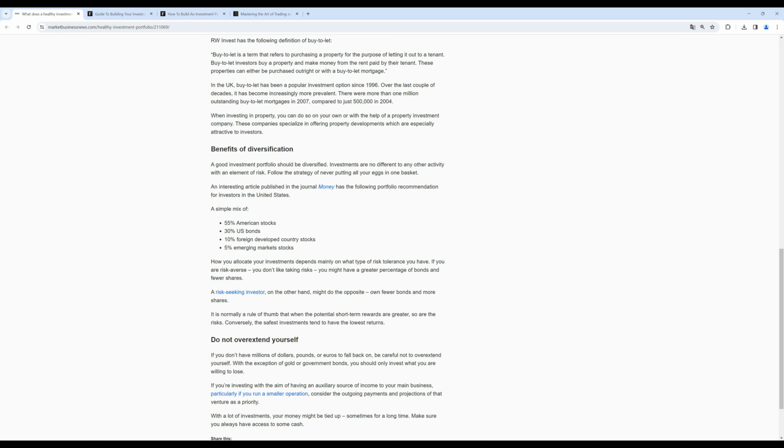So as you can see, a risk-seeking investor will pretty much do the opposite by owning fewer bonds and more shares. But there's also normally a rule of thumb: when the potential short-term rewards are greater, so are the risks. And when you allocate your assets, you pretty much spread your investments across various asset classes based on your profile. So choose your investments, select the specific assets or investment products that fit your strategy.